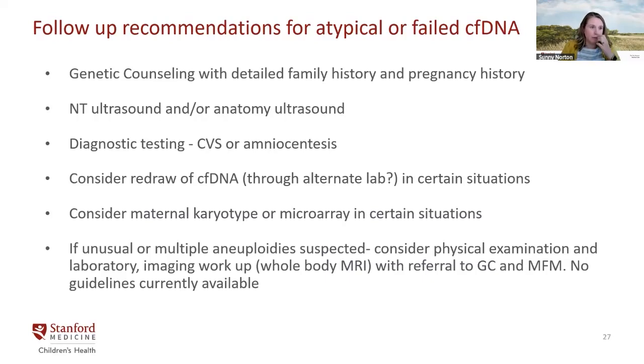In certain situations, we would consider a maternal karyotype or microarray to identify a potential maternal chromosome anomaly. And if there are unusual results showing potentially multiple aneuploidies, we might consider a workup for the patient for potential concern for malignancy. There's not strong guidelines here, but those are things that we would consider.